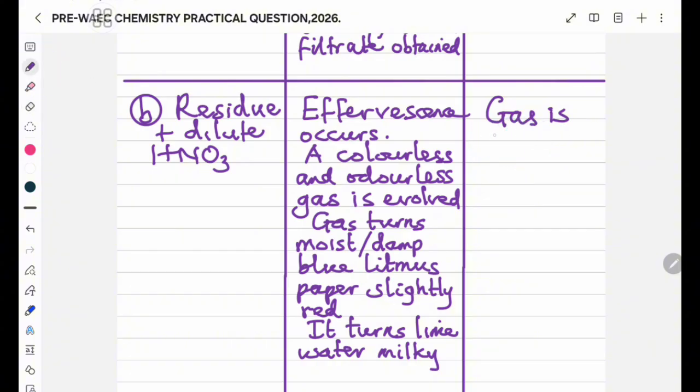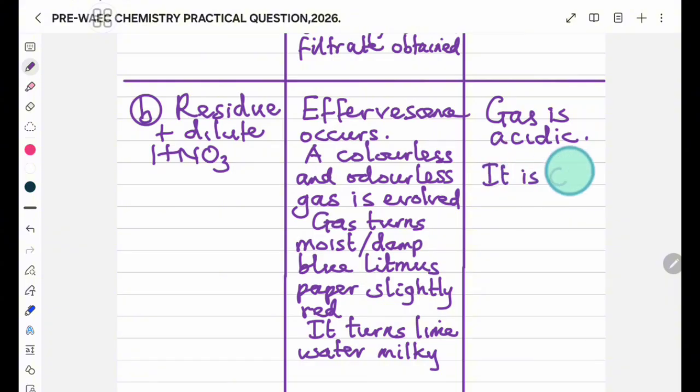This is the first thing you write from the litmus test you carry out. We have been able to confirm that the gas is acidic because it turns the blue litmus paper red. Then from the lime water test, which tested positive, they will say that it is CO2 gas.